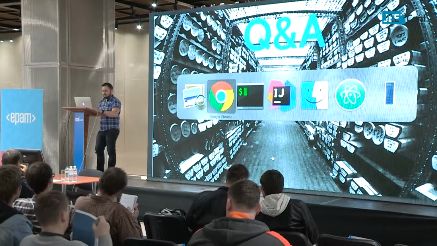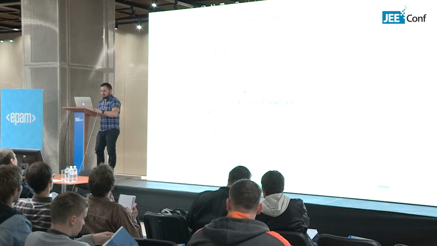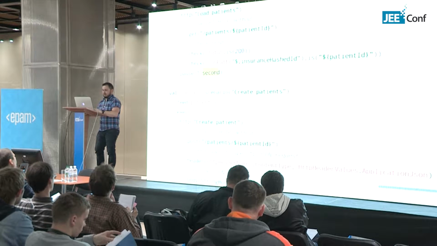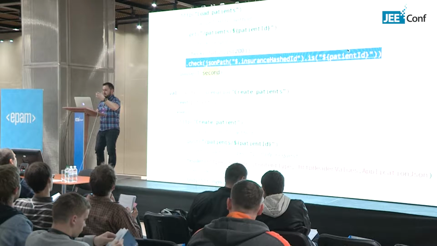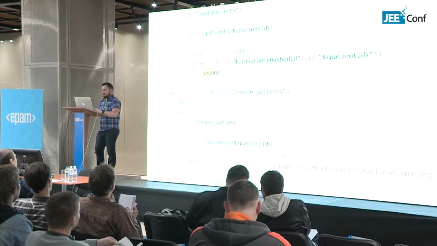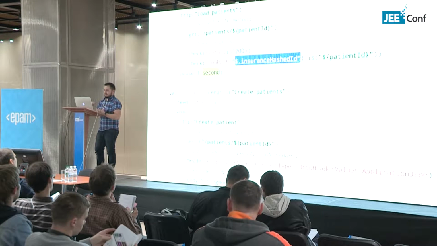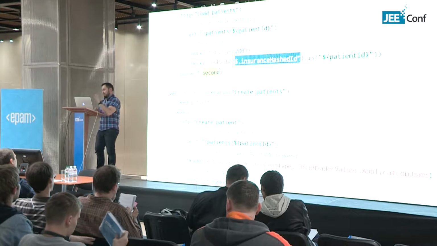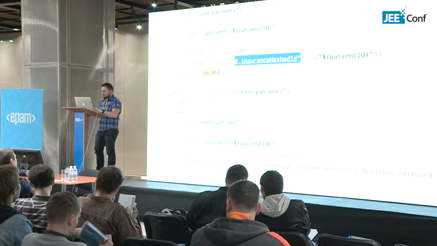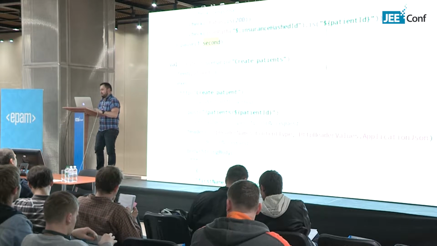As you can see, this is a response from the REST call, right? And here I'm using JSON path, searching for particular values from the response. So you can use it.